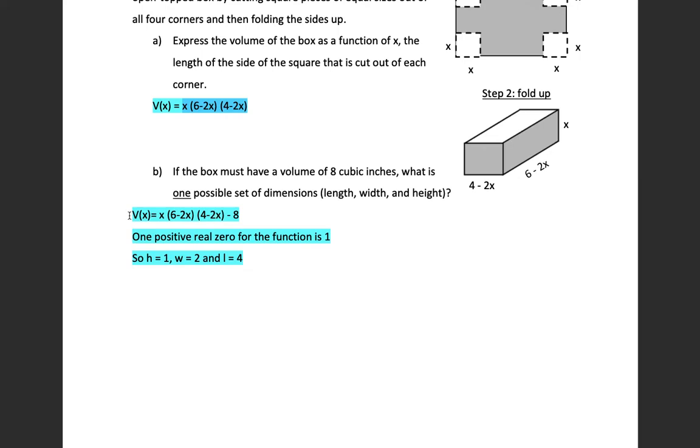Then for what value? This is a function now. What is the real zero for this function? We have to find it out. So one positive real zero, if you do the calculation, is plus 1. That means if you put plus 1 here, plus 1 here, and plus 1 here, and do the calculation, you will see the answer is 0.